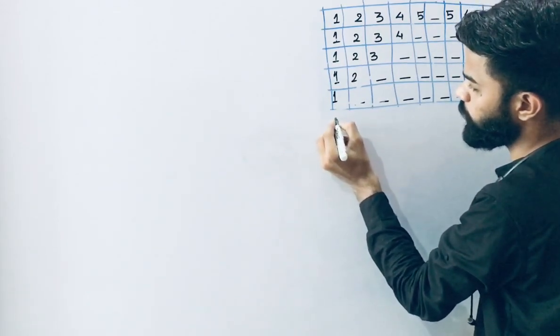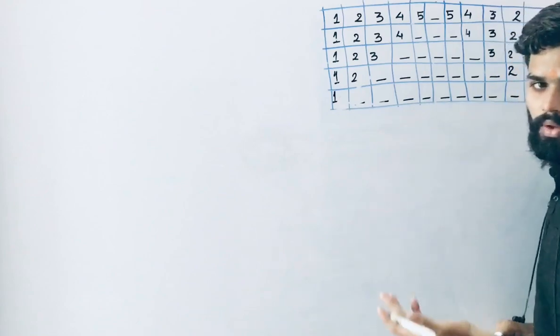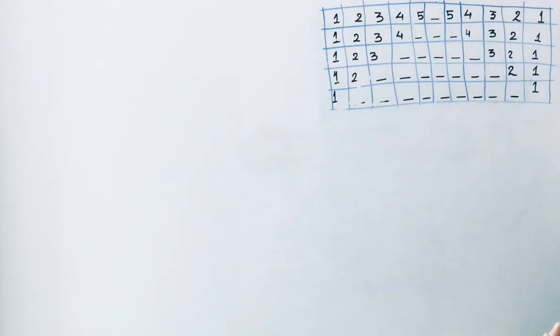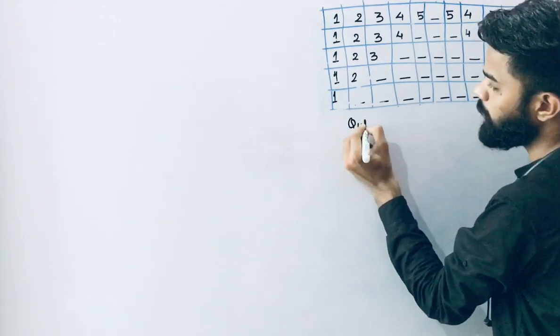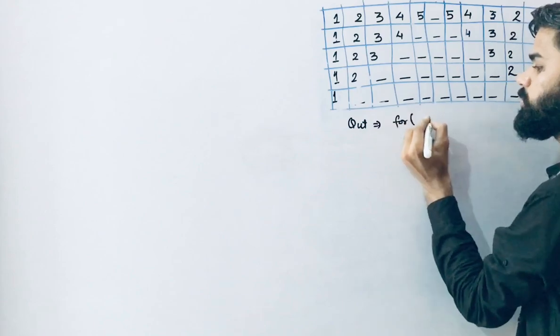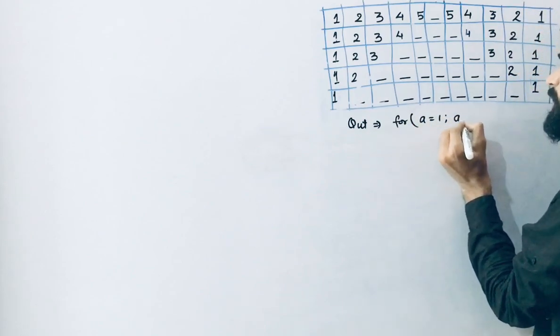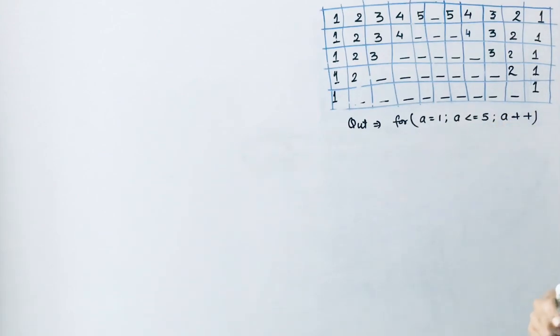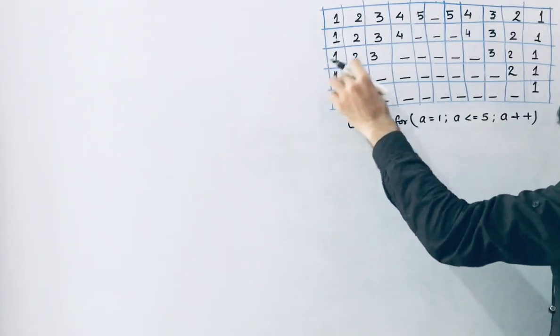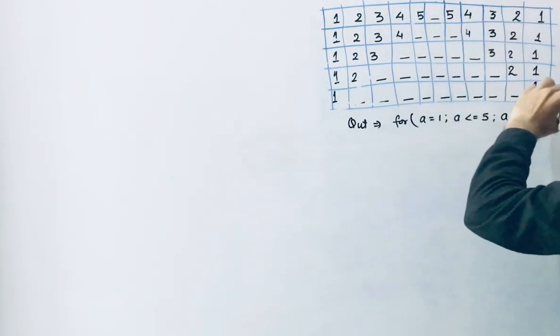So we all know what we do first: we run our outer loop, because the outer loop is always responsible for the number of terms or number of rows. So I'm writing the outer loop here: for a equal to 1, a is less than or equal to 5, and then a plus plus. Now the task of the outer loop is completed. After completing the outer loop, we need to write the inner loop. Clear? Because the inner loop is always responsible for printing values, and here we need one inner loop for this pattern, one inner loop for this pattern, one inner loop for this pattern.